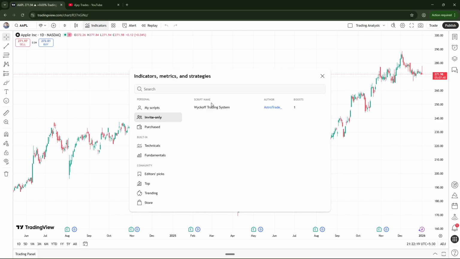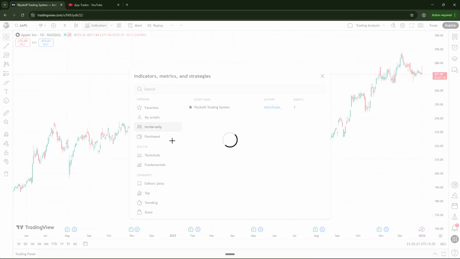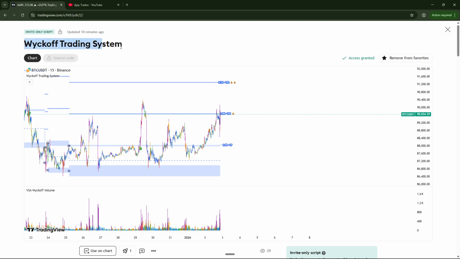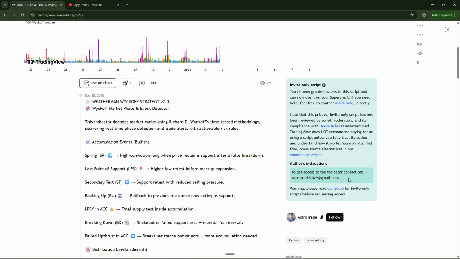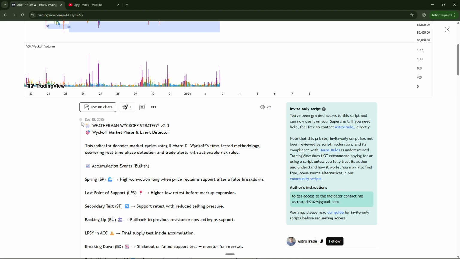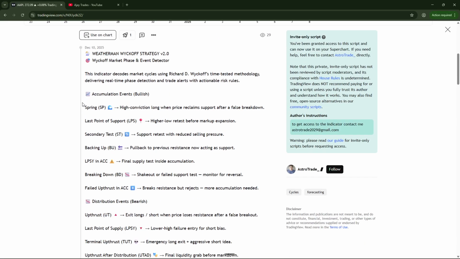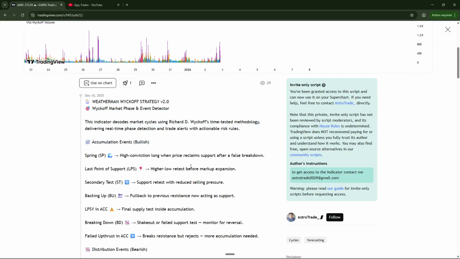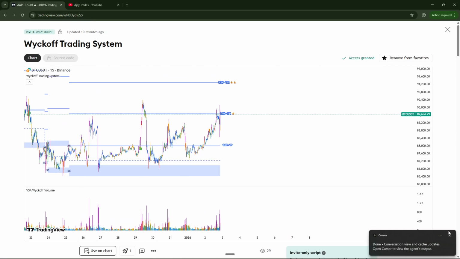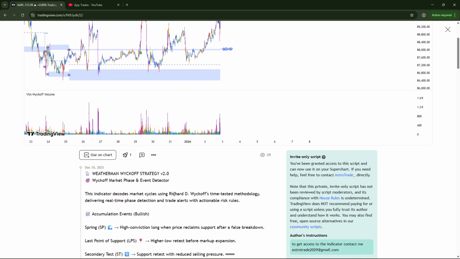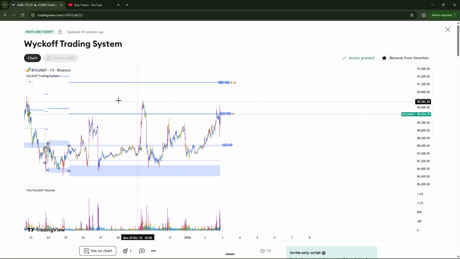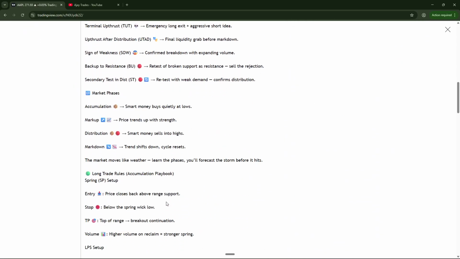One of the indicators is this one, the Wyckoff trading system. If you want access to this, you can just email me at this email and I will give you access. You can see that it actually identifies all these Wyckoff events accurately, and I have nicely added these analyses in this one.